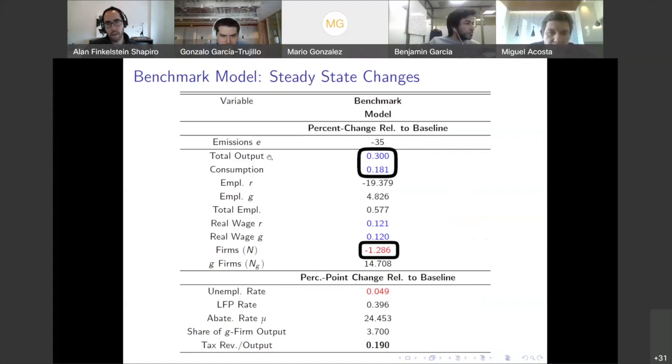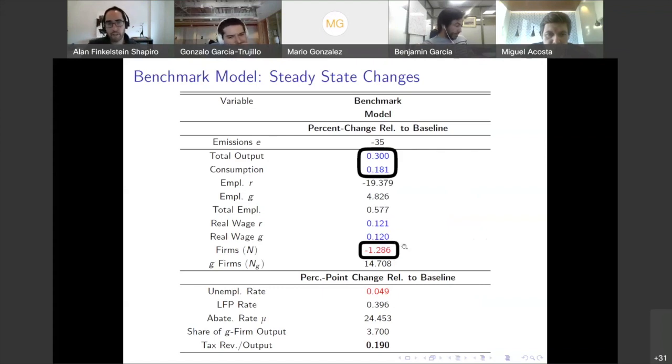So the key result here is that for a 35% reduction in emissions, you end up getting output and consumption that are increasing, marginally, but they're still increasing, and I think this is relevant. Total output increased by roughly 0.3%, consumption increased by roughly 0.2%. There's obviously a large downward adjustment for employment in the set of firms that end up generating emissions, and there's an increase in employment by green firms. Total employment ends up increasing marginally. Real wages don't really change that much.